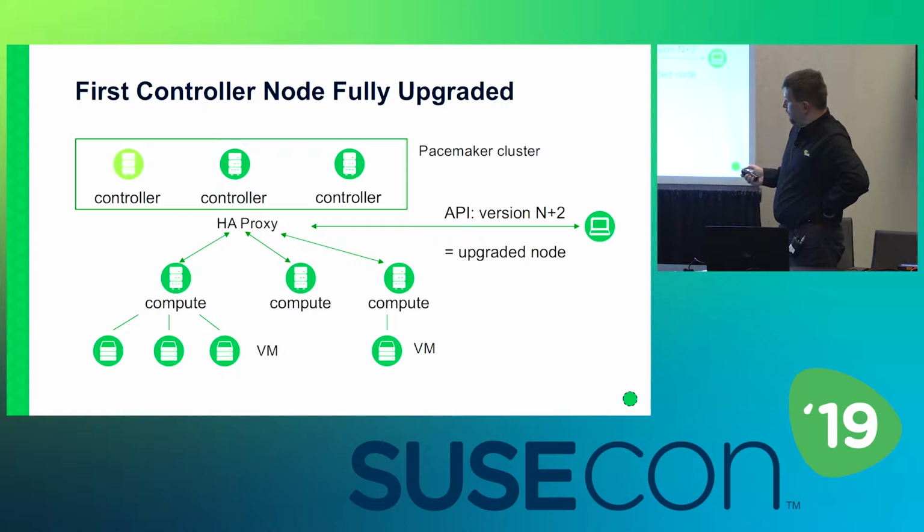Once the first controller node is fully upgraded, we should be able to switch the services to the N+1 version and stop everything on the other nodes in the cluster, and only the upgraded node would be the one providing the API. And that's also the point in time where you do the database schema upgrades. We will come to that.